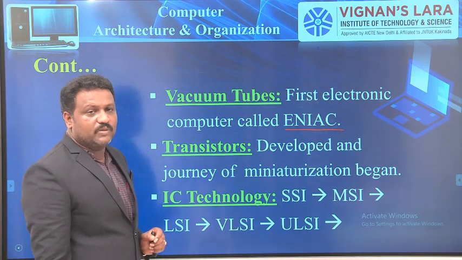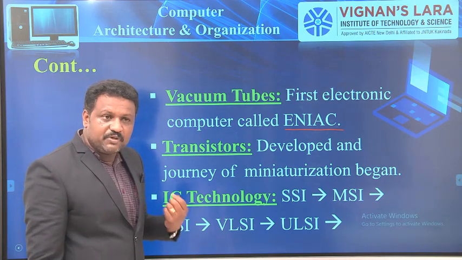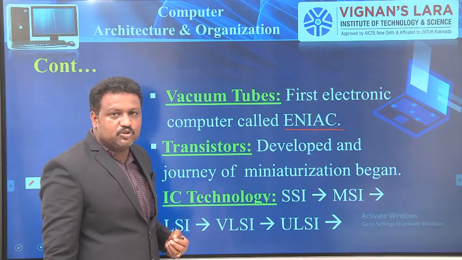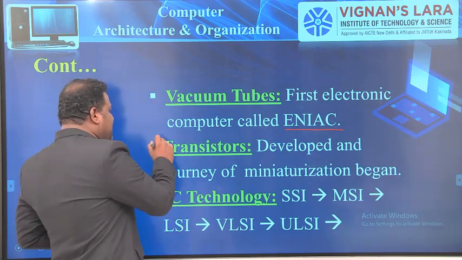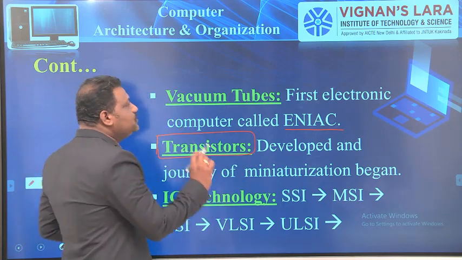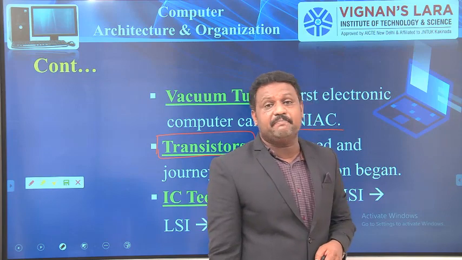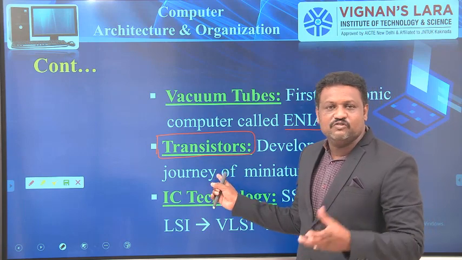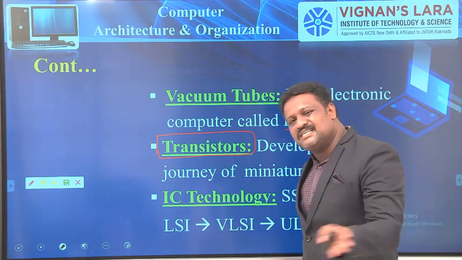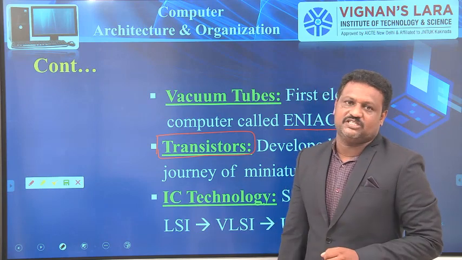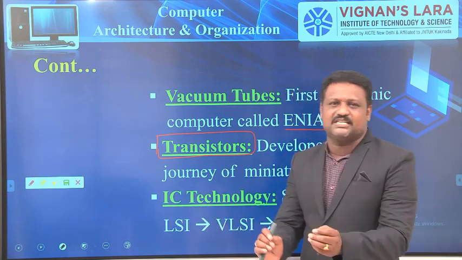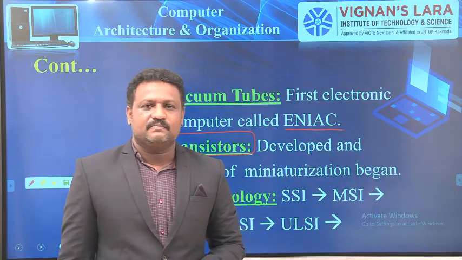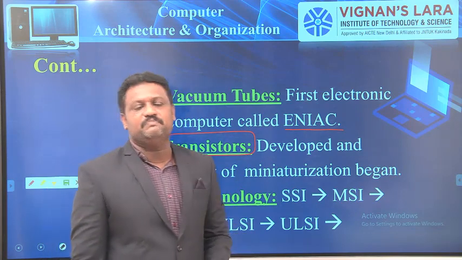So this is the first one. At the initial days we made computing machines with the help of mechanical devices. Later we made computing machines with the help of vacuum tubes. And thereafter a drastic change came to the computer industry. That happened once we designed the transistors. Once we made a semiconductor transistor, there was a drastic change in the making of computer systems. The size of the computer system drastically reduced once we used transistor technology. That is a major stepping stone in the designing of computing machines.